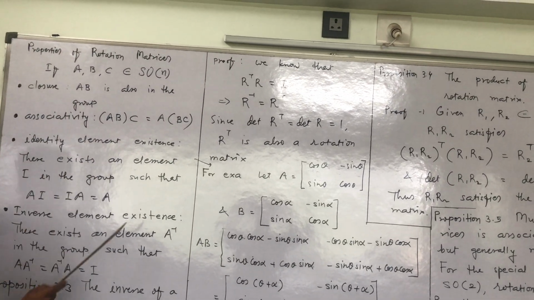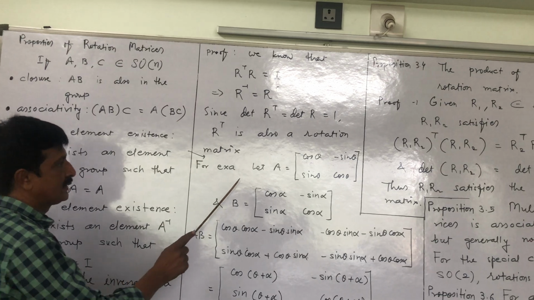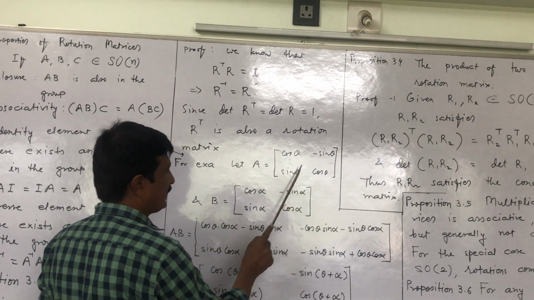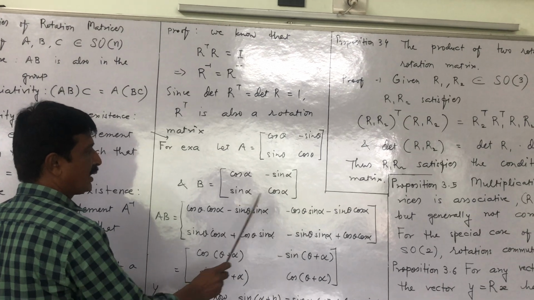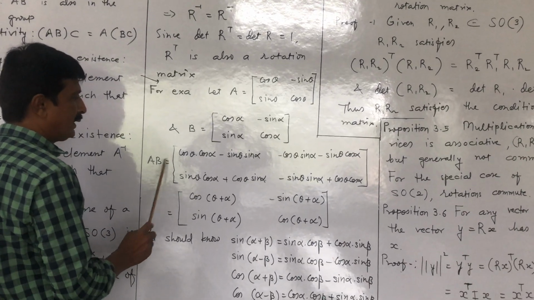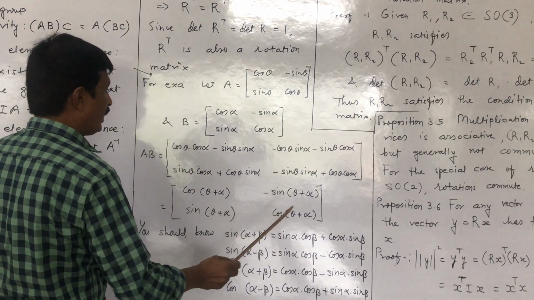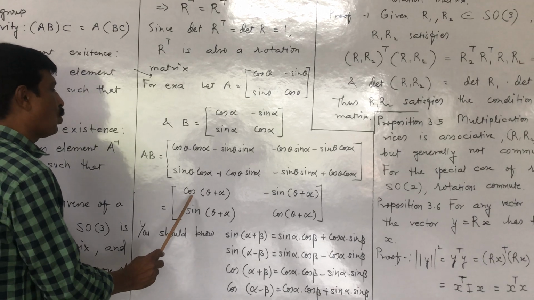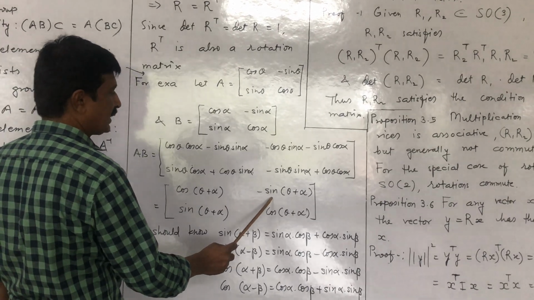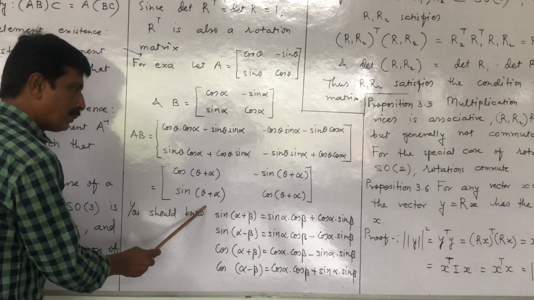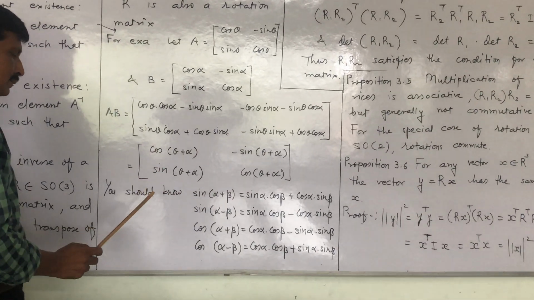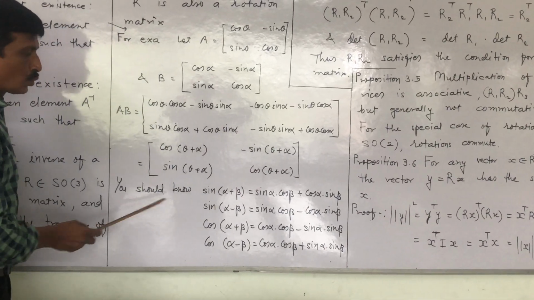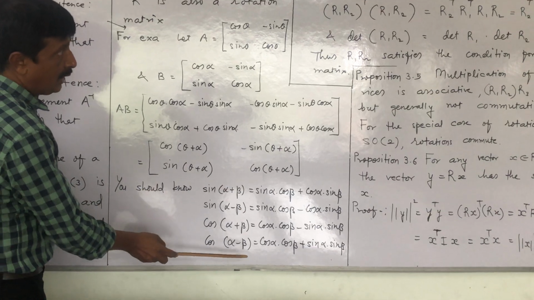Here consider two rotation matrices in 2D. For example, A is [cos theta, minus sin theta; sin theta, cos theta], and B is [cos alpha, minus sin alpha; sin alpha, cos alpha]. If we multiply AB this way, finally we get [cos of theta plus alpha, minus sin of theta plus alpha; sin of theta plus alpha, cos of theta plus alpha], which is also a rotation matrix. You should know this trigonometric formula.